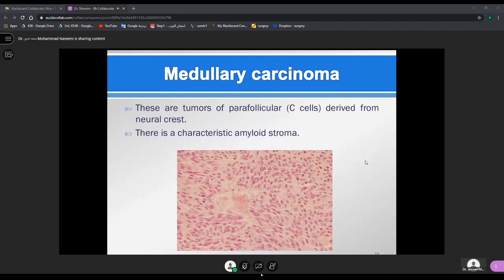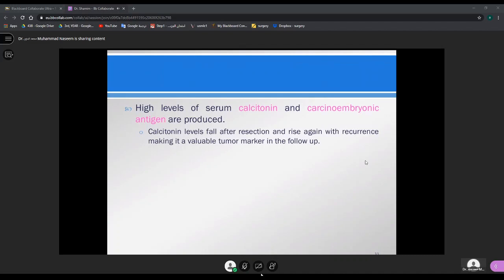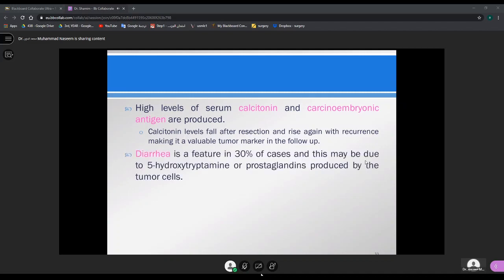Medullary carcinoma. These are tumors arising from parafollicular C cells, which are derived from neural crest. Histologically, we will find characteristic amyloid stroma. This tumor produces high levels of serum calcitonin and carcinoembryonic antigen. This calcitonin level falls after resection and rises again with recurrence. Diarrhea is a prominent feature in 30% of cases, and this is due to 5-hydroxytryptamine or prostaglandin that this tumor produces.